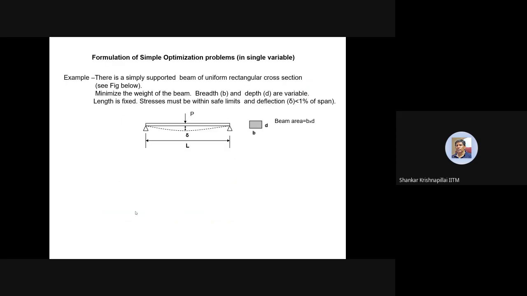Okay, so now we look at formulation of simple optimization problems. First, we look at single variable ones. After that, we'll plot the double variable ones. So let us look at this example.